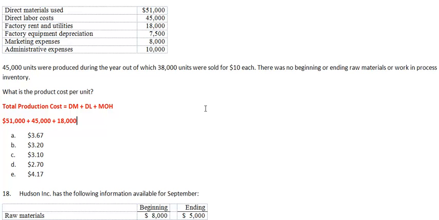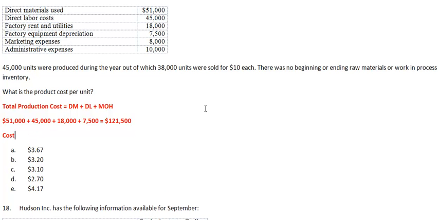Remember, for manufacturing overhead, you're looking for items that have to do with production. So I'm going to include the 18,000 of factory rent and utilities and the 7,500 of factory equipment depreciation, and that's it. The other 2 items are SG&A, so we don't need to do anything else with those. So you have 51 plus 45 plus 18 plus 7,500. That's going to give you 121.5 as your total.